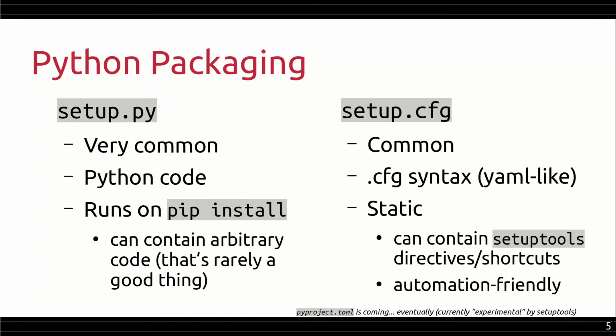So that leads us to the other method, the setup.config method. If you've never seen a config file, it's kind of like a YAML file. It contains static attributes, though it can contain directives and shortcuts used by setup tools, which will make it kind of feel like a language. The main plus here is it's automation friendly since it's a static file.